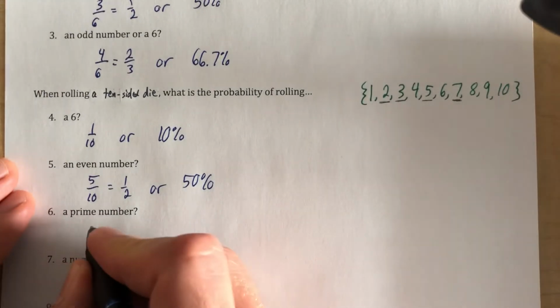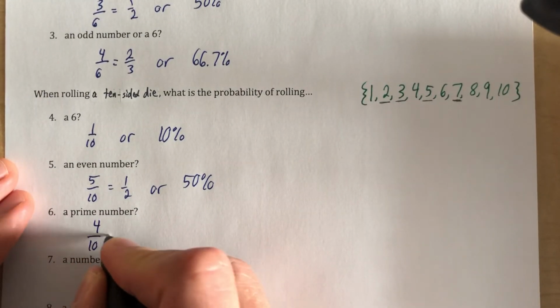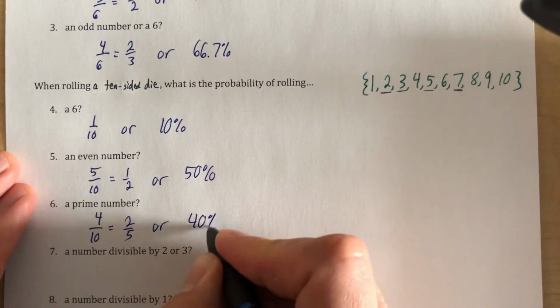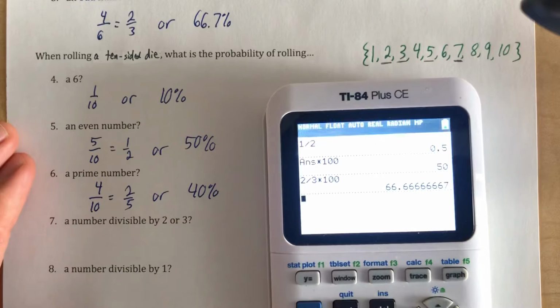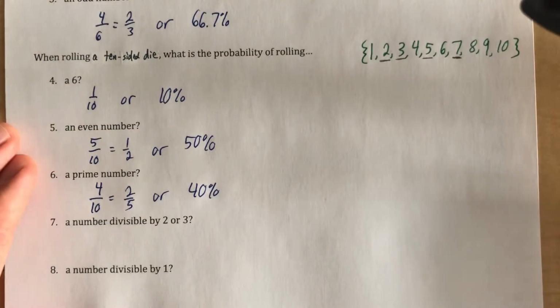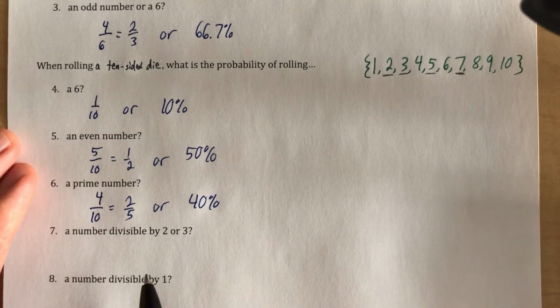So for prime numbers, there are 4 out of 10. That's really 2 out of 5. We could also say that is 40%. Just in case you want to see it one more time, here we go. 4 out of 10, we're going to multiply by 100. There's your 40% right there. Saves you some time. All right, now we get to something ridiculous like this.